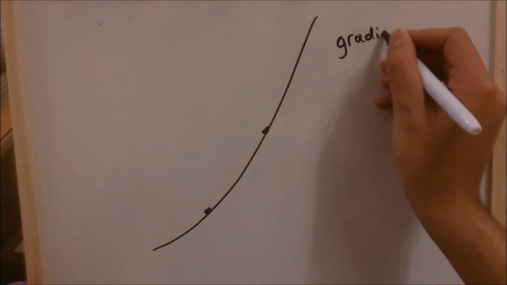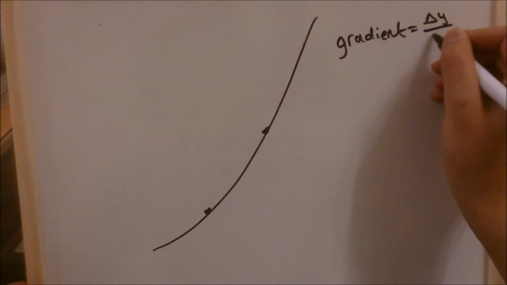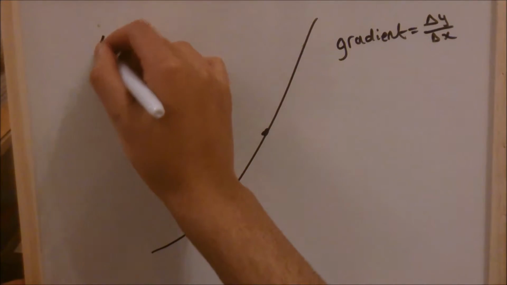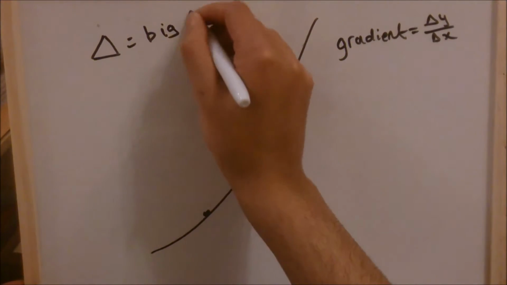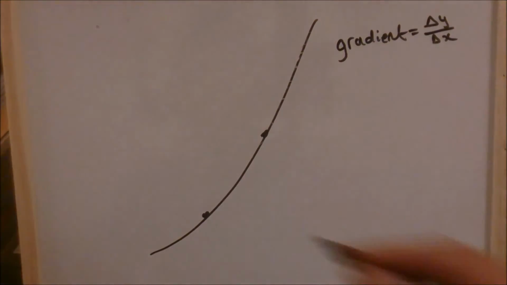The gradient here will be the change in y coordinates, represented by big delta y, over the change in x coordinates, big delta x. Big delta, which looks like a triangle, means big change in. Small delta thus means a small change in. Let's go back to the curve.